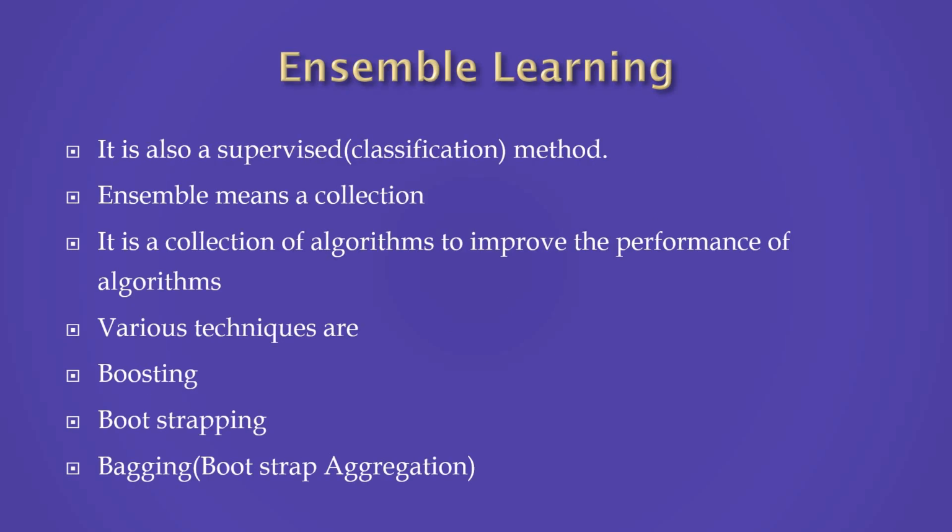And the next one is ensemble learning. What is the meaning of ensemble learning? Ensemble is nothing but a collection. It is a collection of algorithms to improve the performance of various kinds of algorithms. It is also called one kind of supervised learning mechanism. The various techniques that we can use for this ensemble learning are boosting, bootstrapping, and bagging, which is also called bootstrapping aggregation. So this is ensemble learning. All these are supervised learning methods and also called classification techniques.